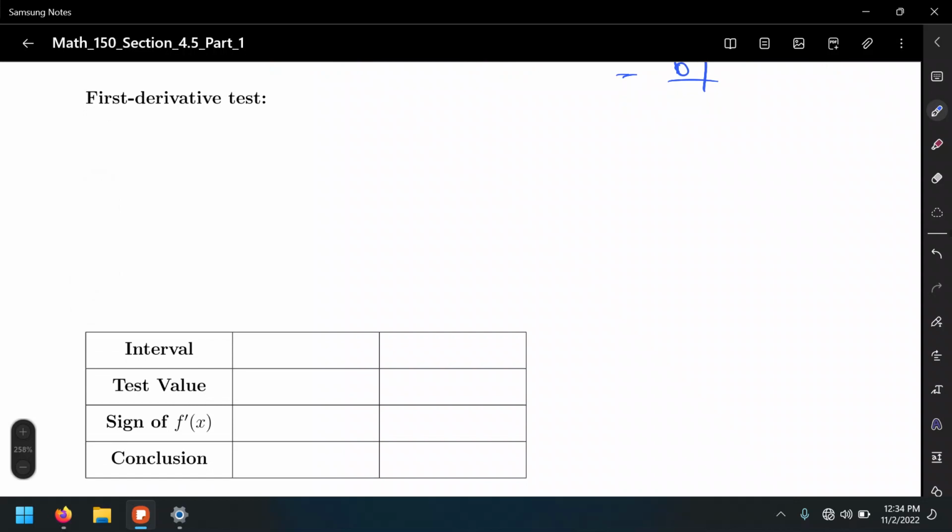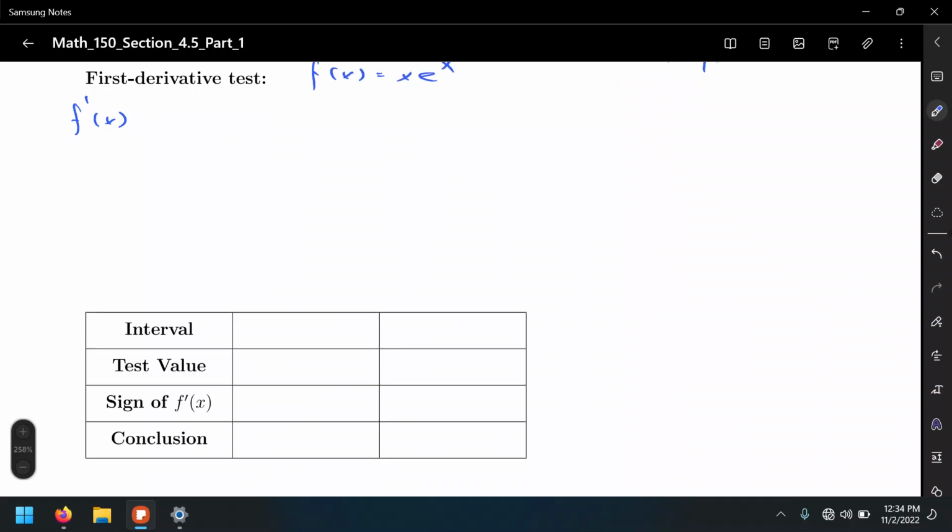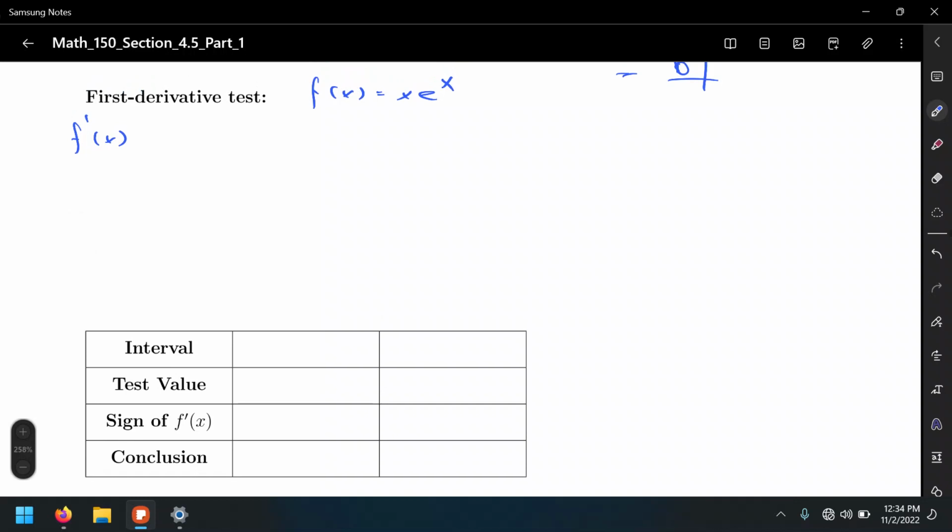First derivative test, f prime of x. For x e to the x, we need to use the product rule here. The derivative of the first factor, which is 1, times e to the x, plus the derivative of the second factor, e to the x, which is e to the x, times x. Well, that's going to reduce to e to the x plus x e to the x.